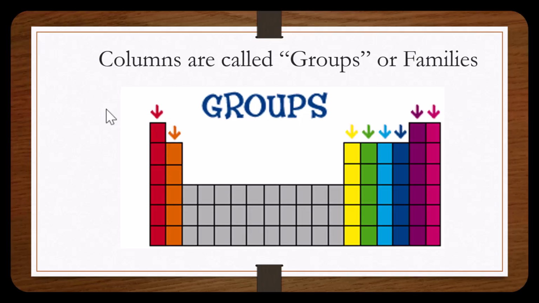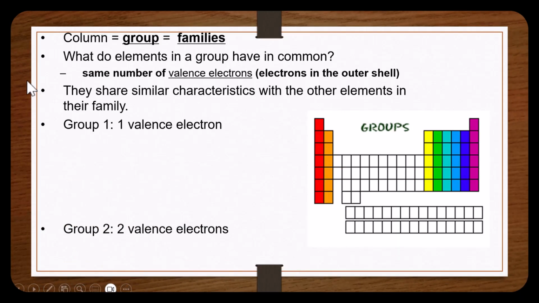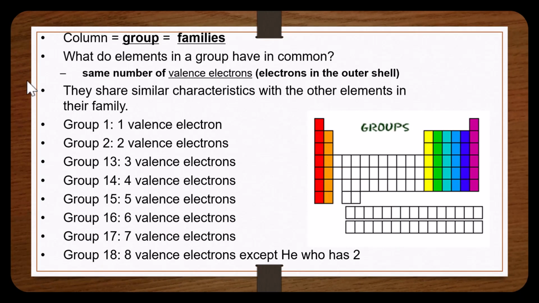The columns on a periodic table are called groups or families. These groups or families have the same number of valence electrons, or electrons in the outer shell. So this column would be column 1, so it would have one valence electron. This column is a second column, so it would have two valence electrons. Going all the way to the other side, this would be group 18, and this would have 8 valence electrons.